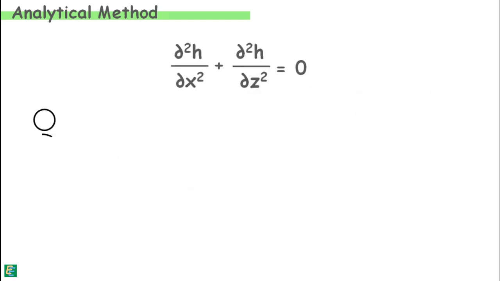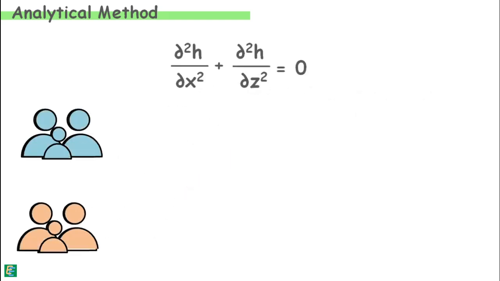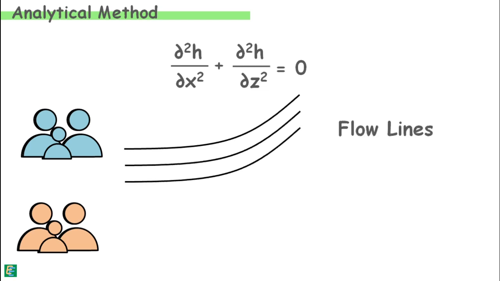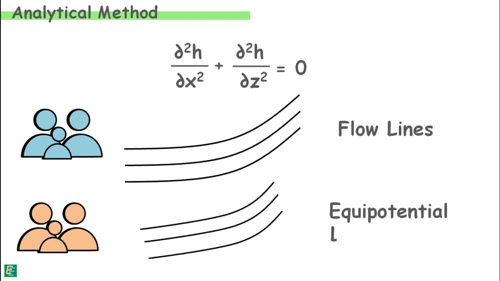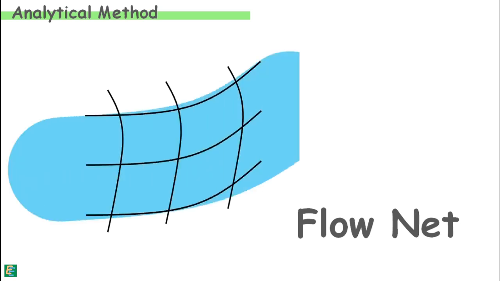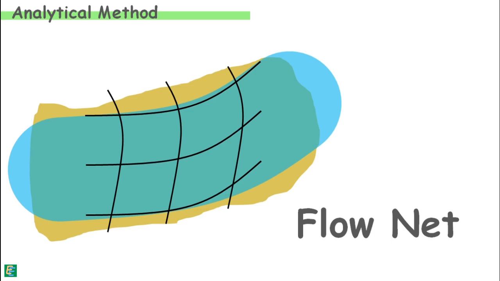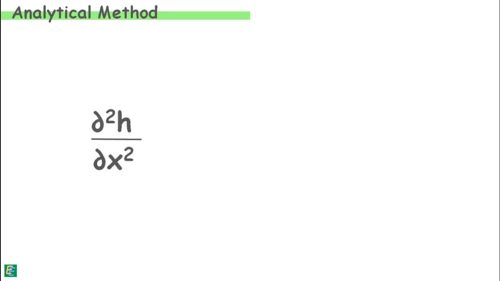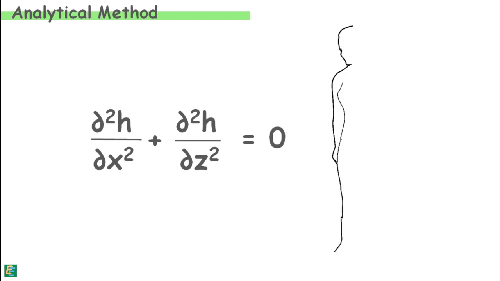When we solve this equation, we receive two families of curves. One set of curves is known as flow lines and the other set is equipotential lines. Flow lines are also called psi lines and equipotential lines are called phi lines. Once we get these lines, we get our flow net and we can calculate our desired quantities like seepage through the soil. But for that, first we need to solve this equation, which is very easy. Even a computer can solve that.